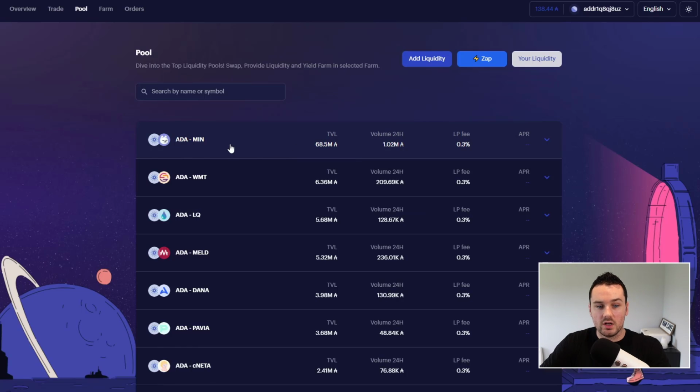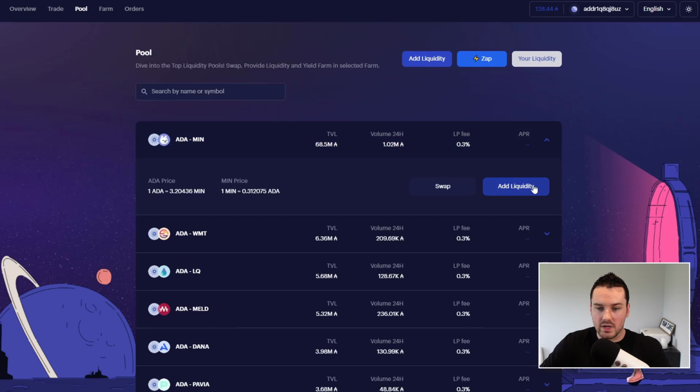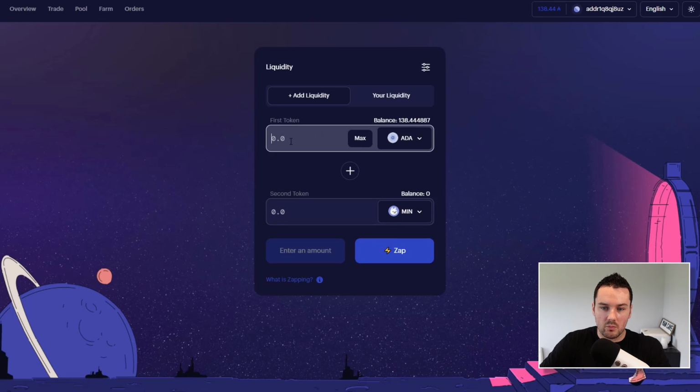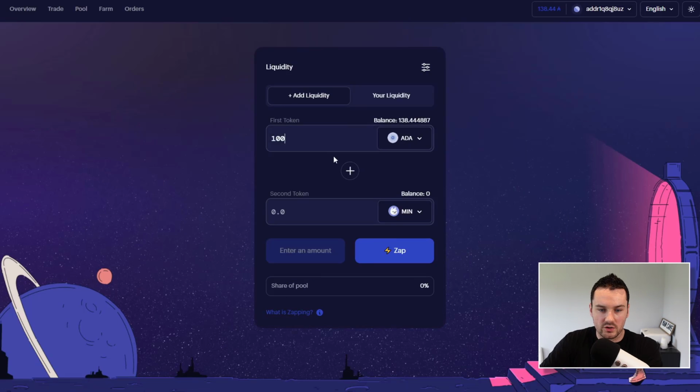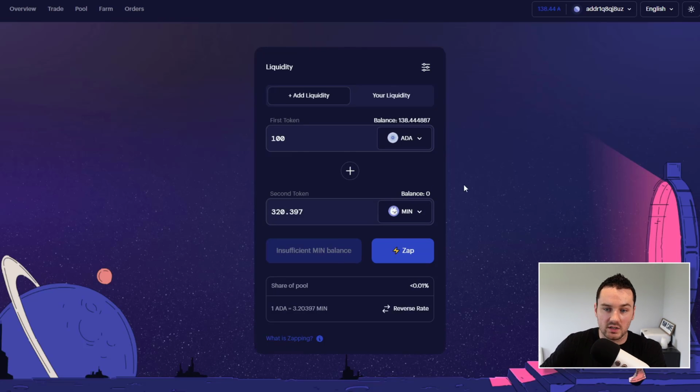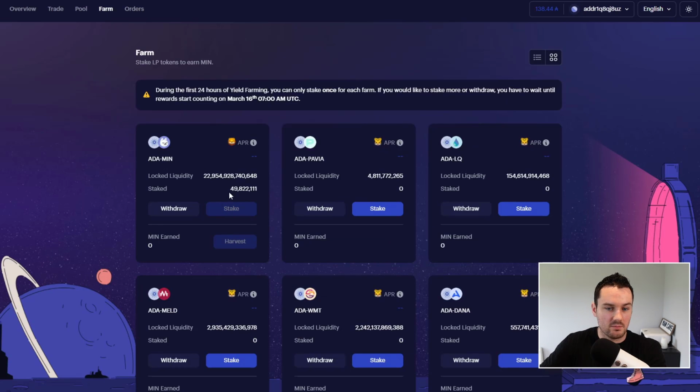So back on pool, it's the same thing. If you want to do just any normal pair, ADA MIN, add liquidity, say I wanted to put in 100 ADA, and then the second token, it should auto calculate this, but because I don't have any MIN in this account, it did calculate it, 320 MIN I would need, but I don't have that in this account. You need to have both sides. If you don't, you can use Zap. So let's just take a look at farm, and you can see already it has been converted there.